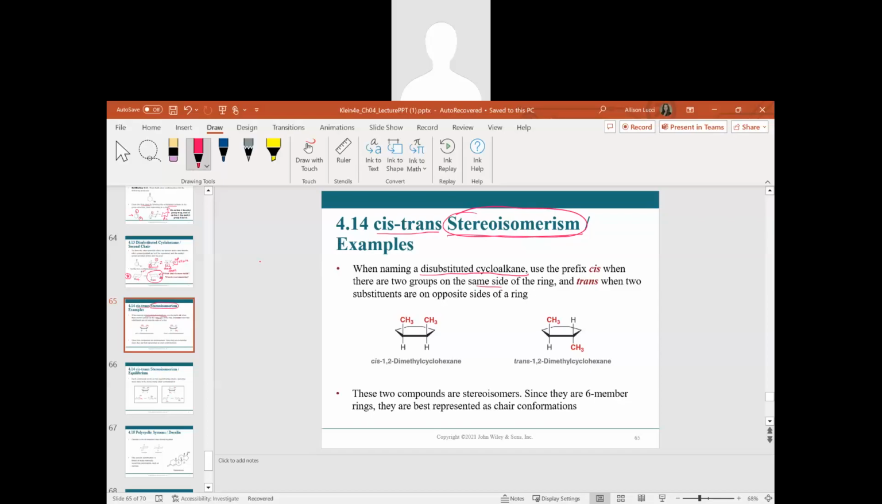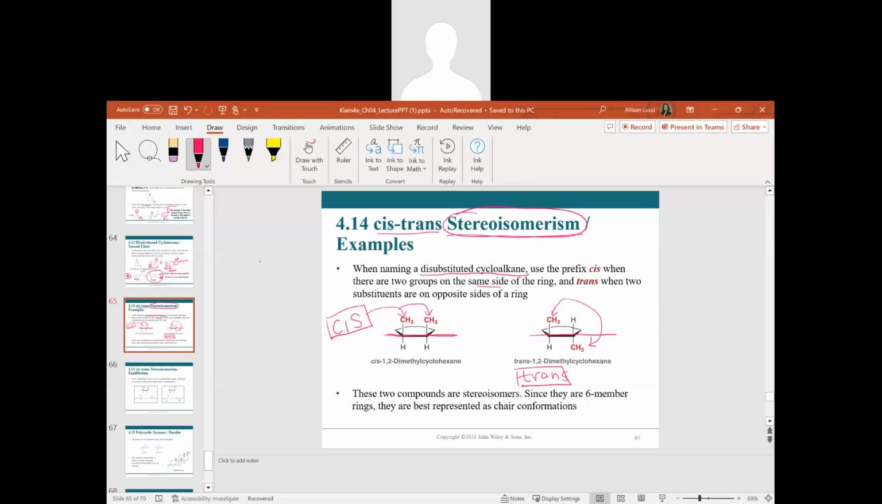Depending on whether the two substituent groups are on the same side of the ring or opposite sides of the ring, we will call these cis or trans. This will be our cis isomer over here, where both of our substituents are on the same side of the ring. This is our dividing line here. And over here, we have our two substituents on opposite sides of our ring, so we would call this the trans isomer. So cis means both substituents are on the same side of a disubstituted cycloalkane, and trans means that the two groups are on opposite sides of the ring.